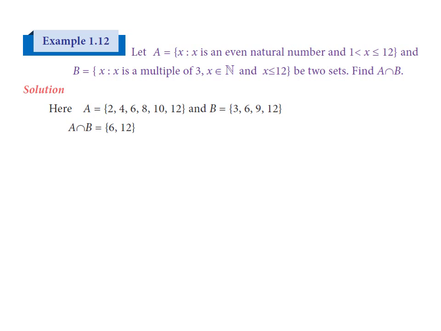Next B is the multiples of 3. So 3, 6, 9, 12, up to 12 we have to write. In this we have only two common elements, that is 6 and 12. So A intersection B is equal to {6, 12}.